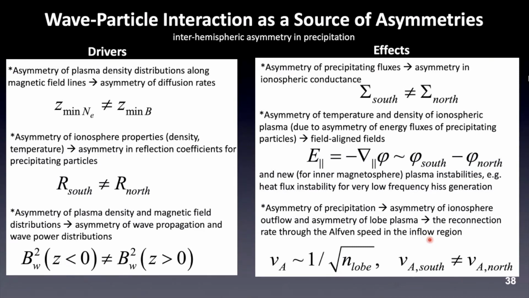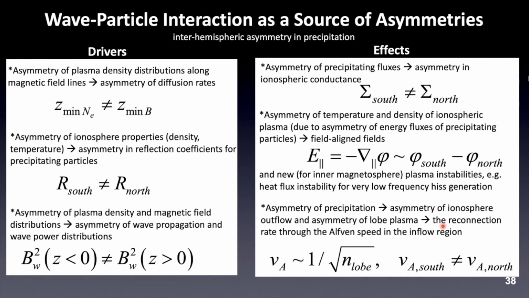Why is the lobe density important? It's because it controls the local Alfvén speed. And the local Alfvén speed is related to the reconnection rate. It's a long loop, I know. And so that's why this kind of asymmetry in the outflow can matter significantly to the magnetospheric activities.